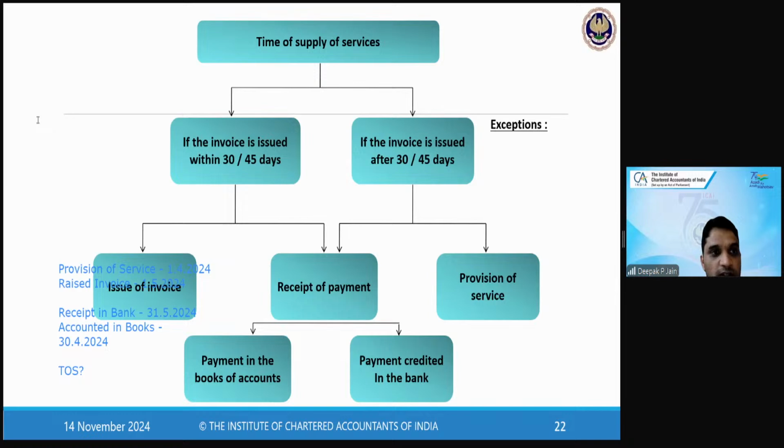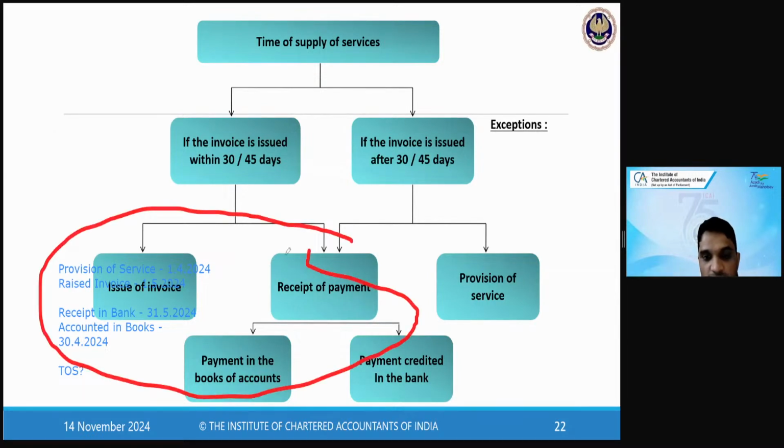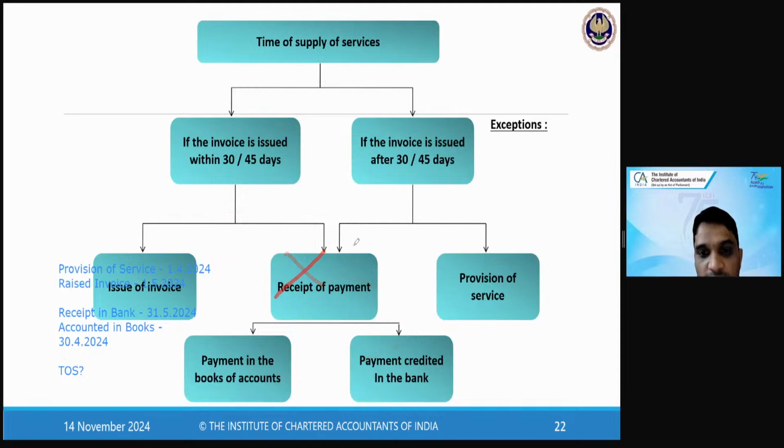So this provision will not apply. What provision will apply to me then? So this scenario will not apply. Correct? What will apply? Receipt of payment or provision of service, whichever is earlier. Now, provision of services happened on the 1st of April, and the receipt was 30th of April. So the time of supply will be 1st of April itself then. Correct?